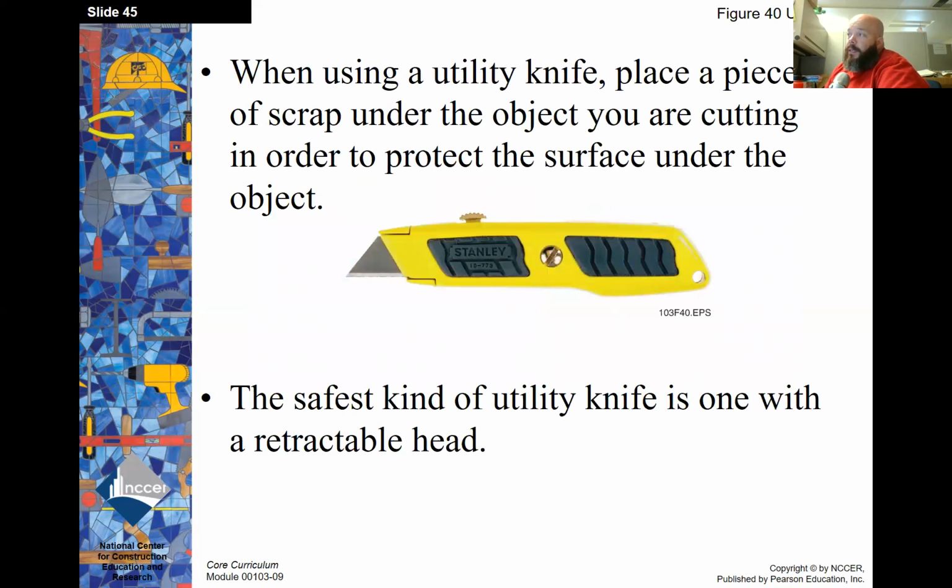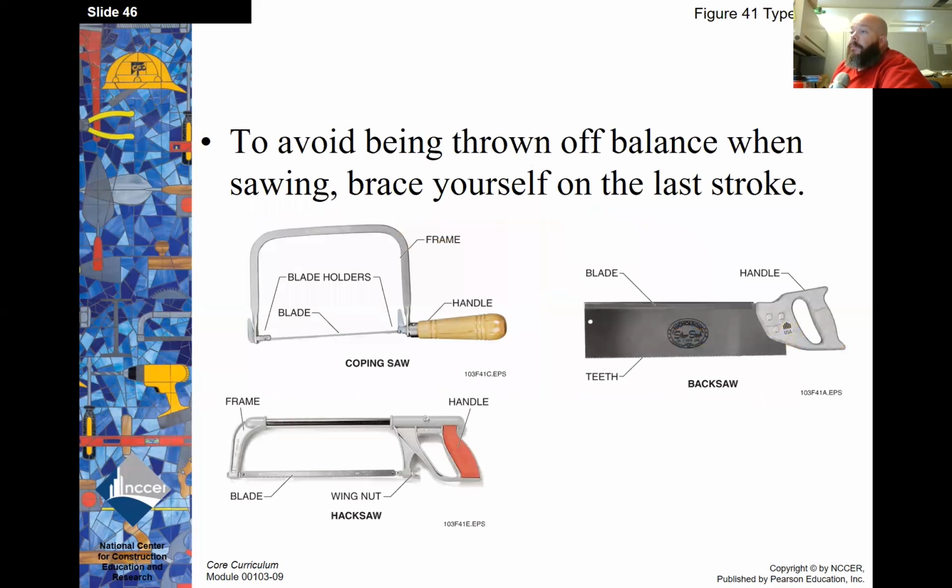Okay, utility knife. When using a utility knife, place a piece of scrap under the object you are cutting in order to protect the surface under the object. The safest kind of utility knife is one with a retractable head or blade.